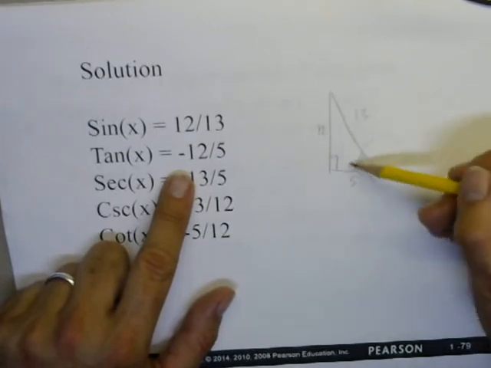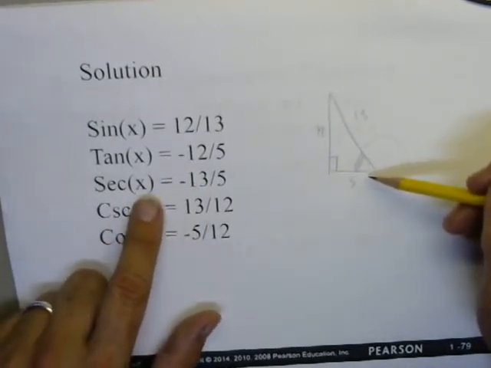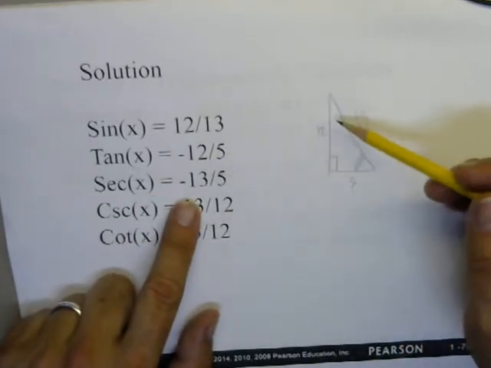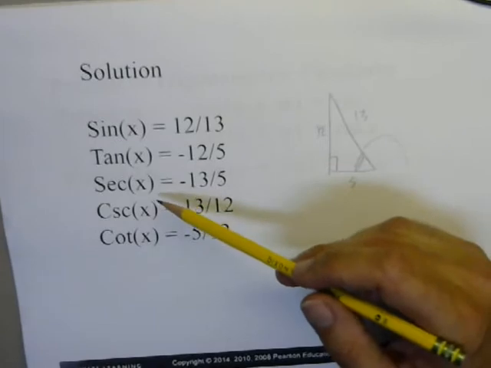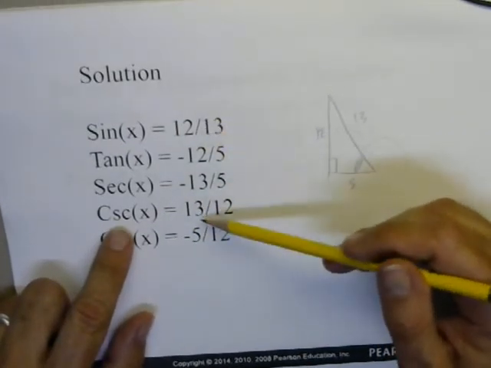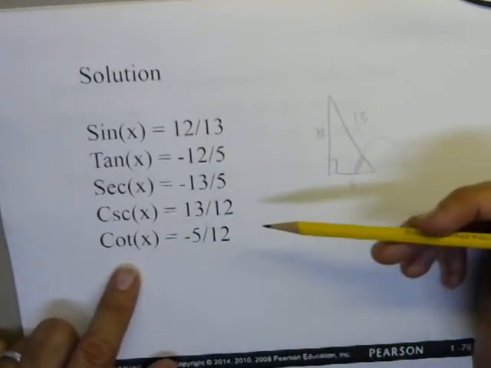And again, sine should be positive in that quadrant. Tangent will be negative, right, because you're taking basically a positive 12 divided by negative 5. Secant will just be negative 13 over 5. And then cosecant, again, that's just going to be the reciprocal of sine, so that'll be 13 over 12. Cotangent, again, will just be the reciprocal of tangent.